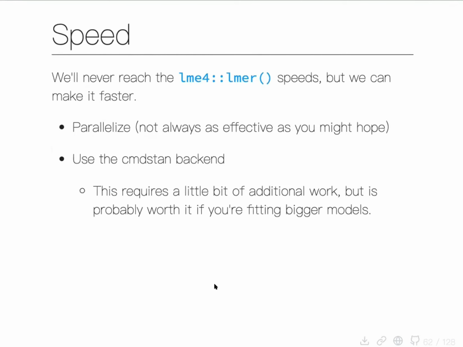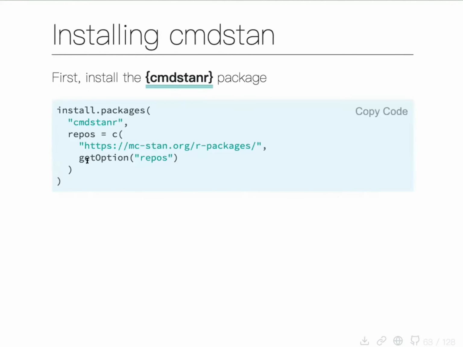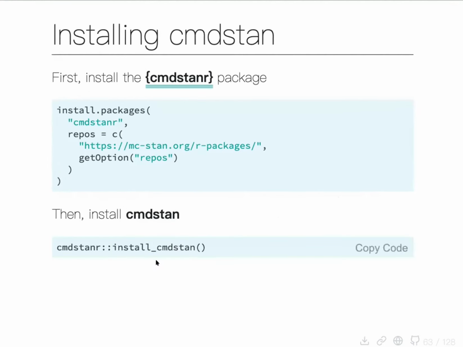All right, this is about speed. I sort of mentioned this before, but Bayes will always be slower than lme4. There's just no way to make that not the case. You can use this command stan backend if you want, which will speed it up. So you can use this code to install it. And then from there, you can install CmdStan with cmdstanr, this package, install_cmdstan. And what that's going to do is it's going to basically use R to call the command line. So it's going to use like terminal.